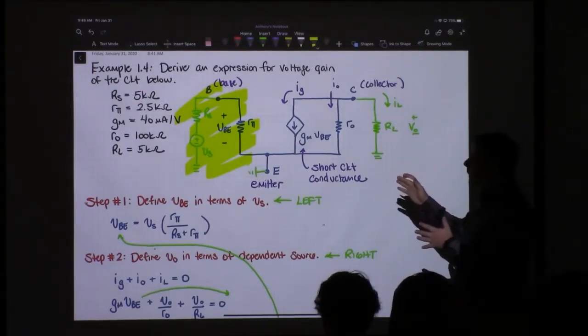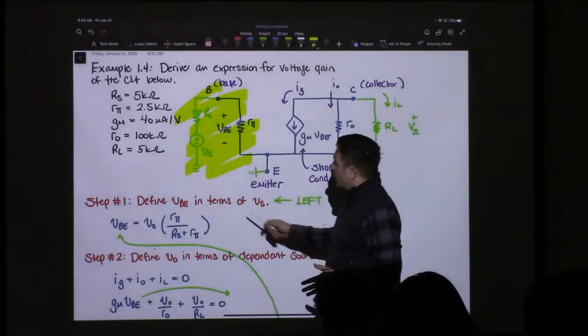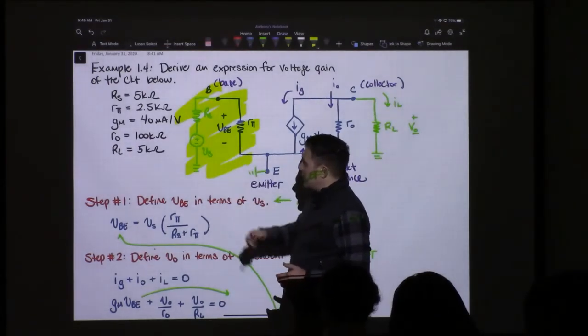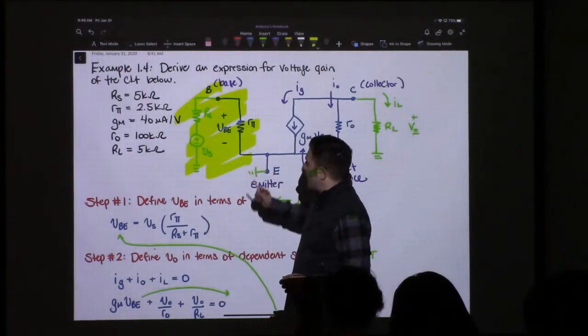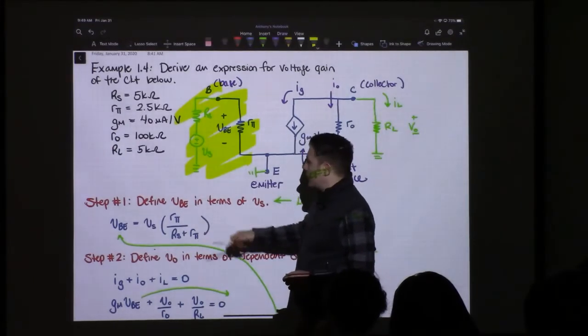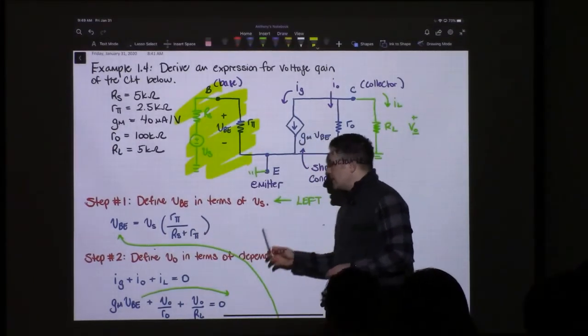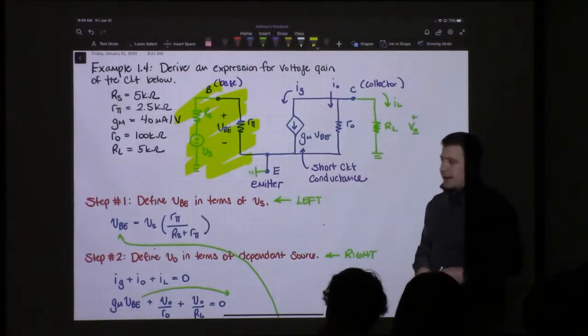But this is a voltage divider. And so we're going to calculate the ratio between VBE and VS as R pi over RS plus R pi. Okay. Now we move on to the right-hand side.